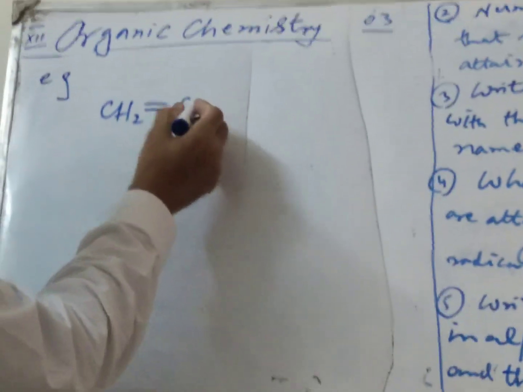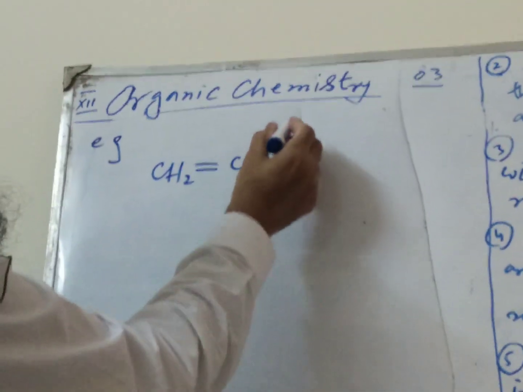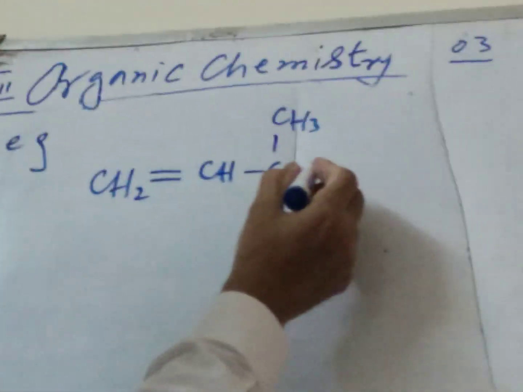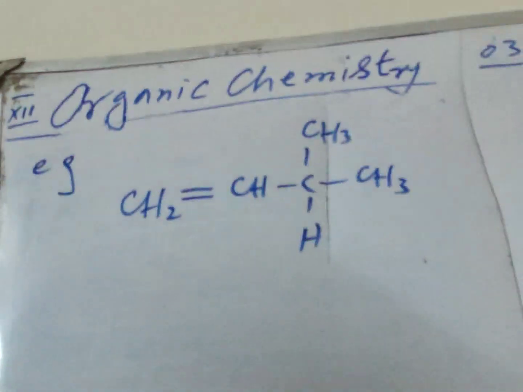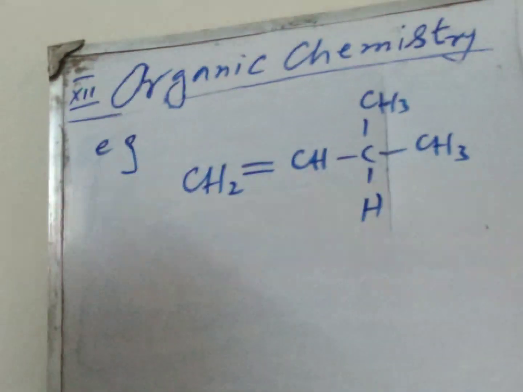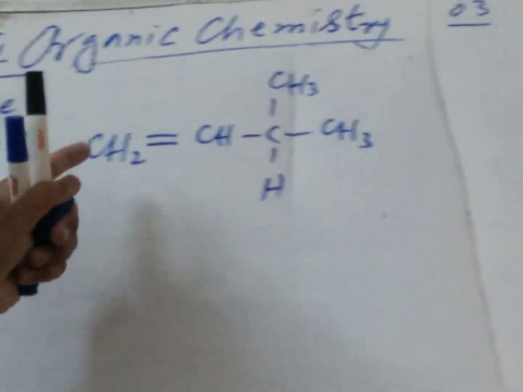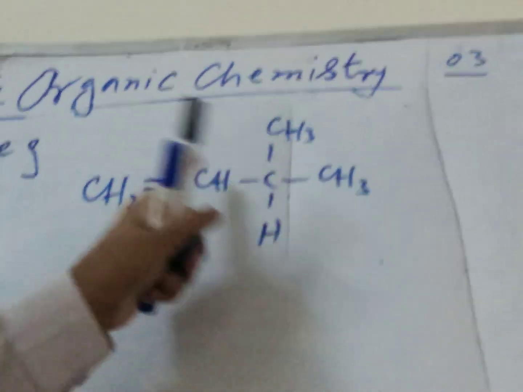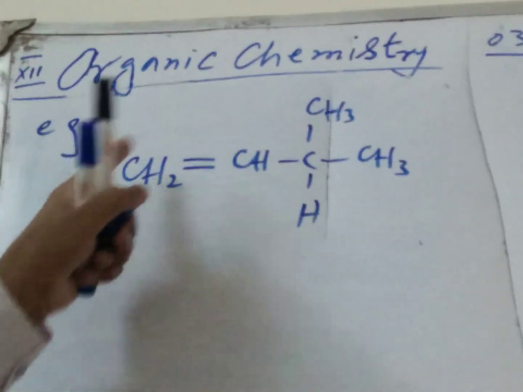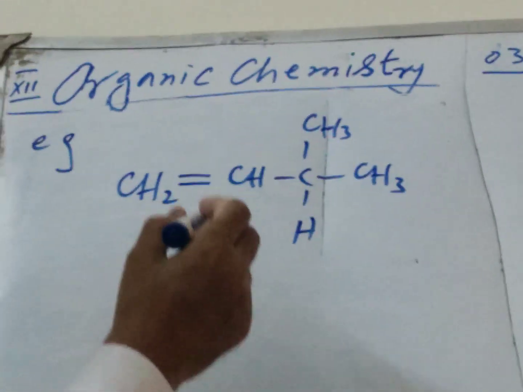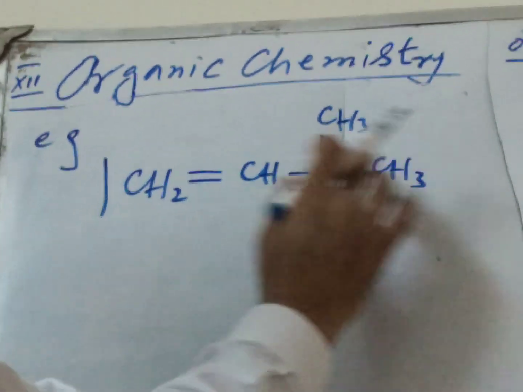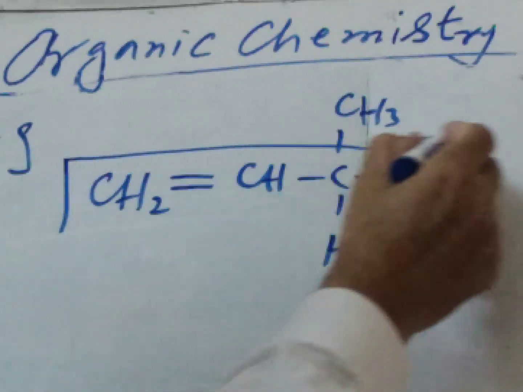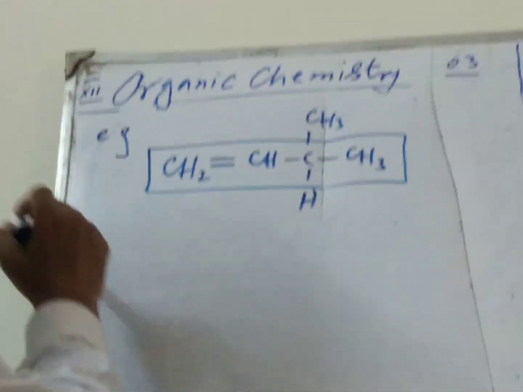if we have CH2 double bond CH, this is the CH3 and this is the CH3 and this is the hydrogen. Now according to the rule, first select the longest chain. 1, 2, 3, 4. So in this case, this is the longest chain.